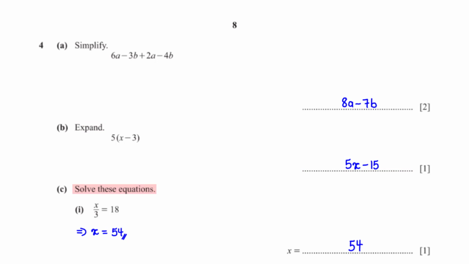Solve these equations. x over 3 equals 18. When we multiply both sides of the equation by 3, we get x equals 54.